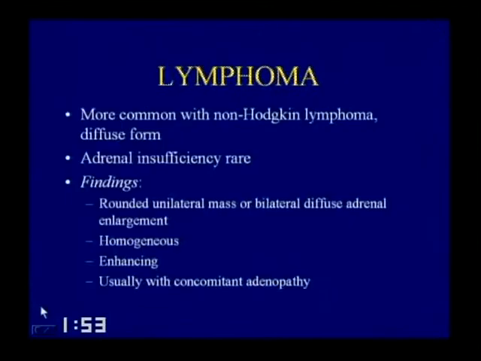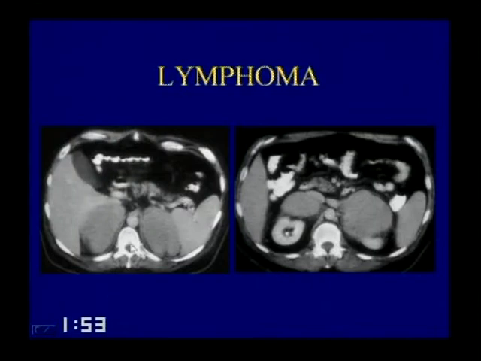Lymphoma is another tumor that can involve the adrenal gland, is more commonly seen with non-Hodgkin's lymphoma, and that will give you the diffuse form. Despite extensive involvement of the adrenal glands, adrenal insufficiency is rare. What you see in lymphoma is rounded unilateral or bilateral diffuse adrenal enlargement. It can be homogeneous and enhancing. You'll often have adenopathy elsewhere, which will tip you off to the diagnosis. Here's a patient who had bilateral adrenal lymphomatous involvement. Here you can see the large masses, fairly homogeneous, involving both glands, clearly separate from the kidneys.